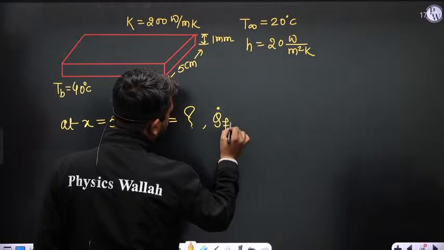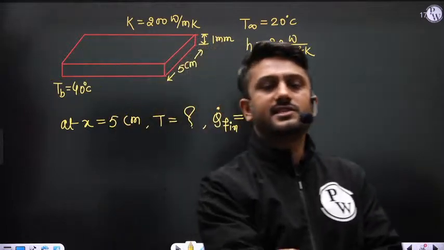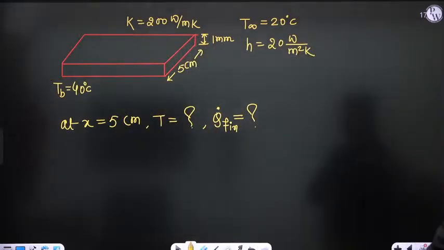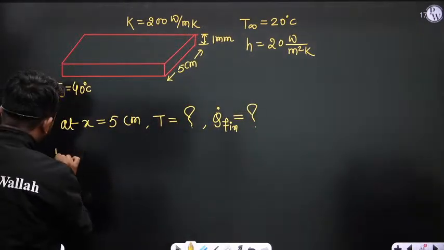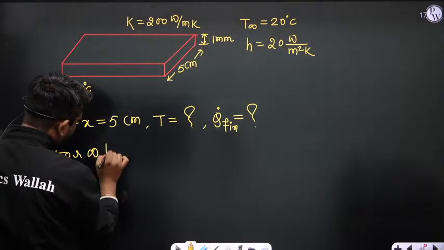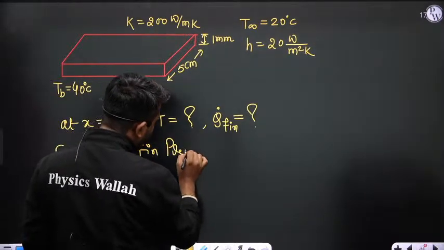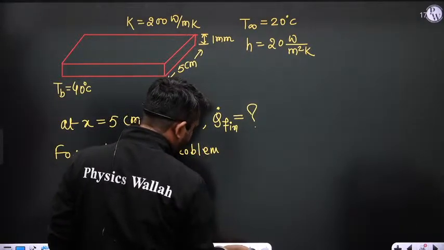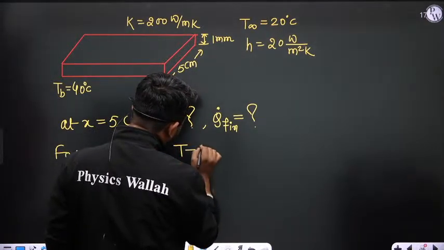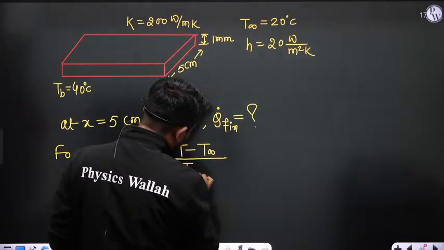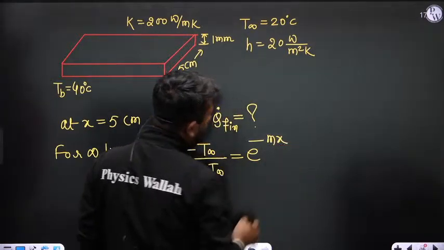Rate of heat transfer through the fin. What is the rate of heat transfer through the fin? This is the second part. Okay, now see here. Now, this is the infinitely long fin problem. So for an infinitely long fin, what is the temperature distribution? We can say (T minus T infinity) upon (TB minus T infinity) is equal to e to the power minus mx.